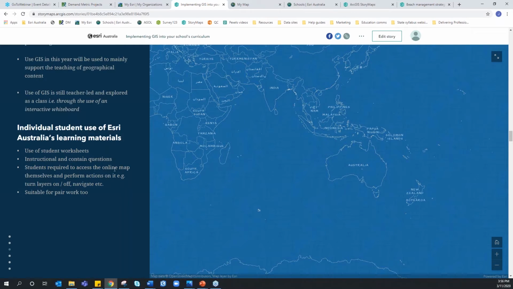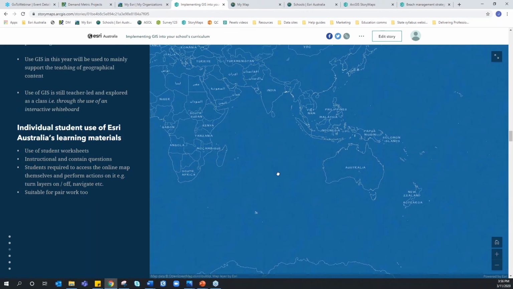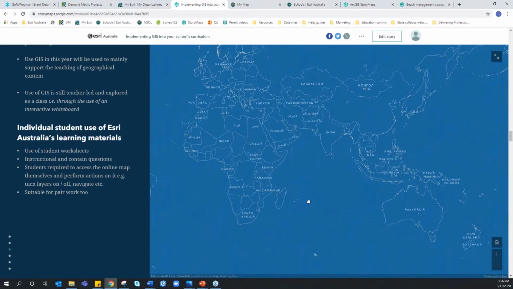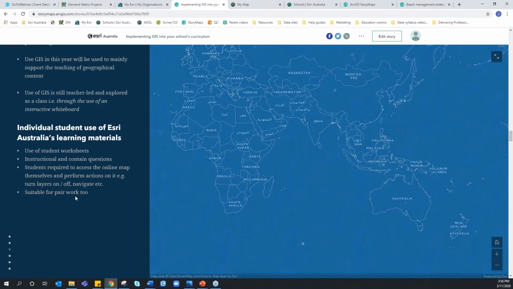Students are then required to access the online resource that goes with the worksheet, and they need to perform the actions on the map themselves. So they need to go to view the legend, they need to click layers on and off, and the worksheet gives them those instructions too. But they're the ones playing around with the map and moving the map around. And of course, depending on your class makeup, it might be more suitable to work in pairs.